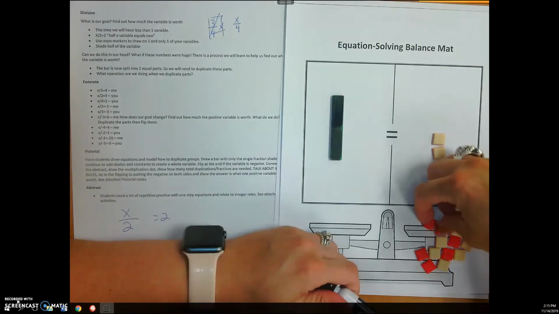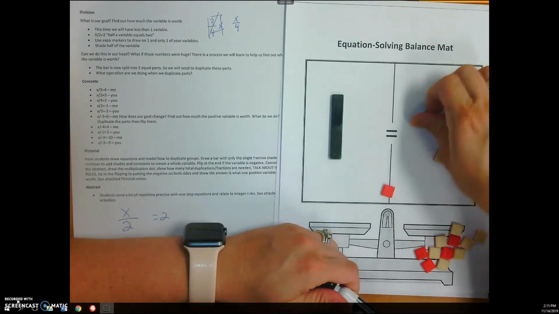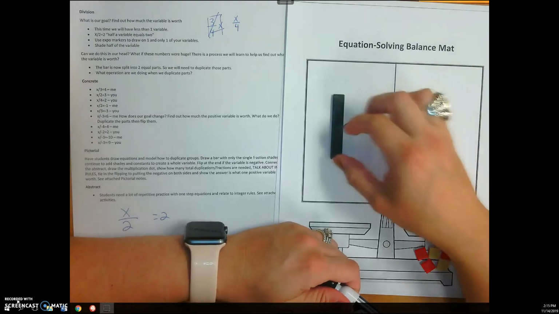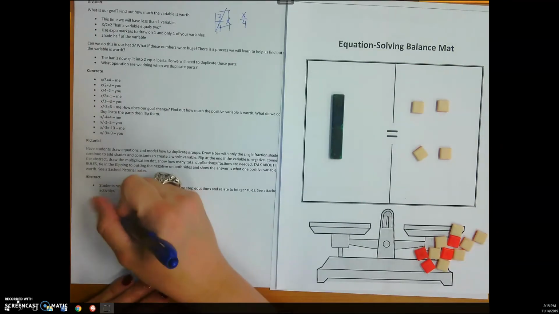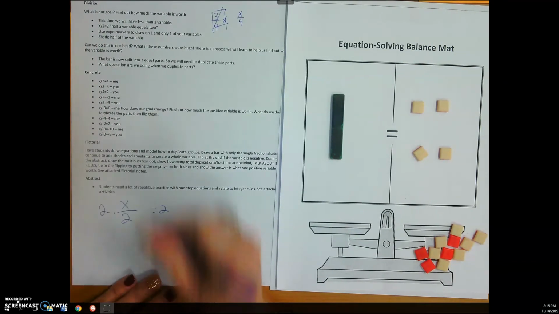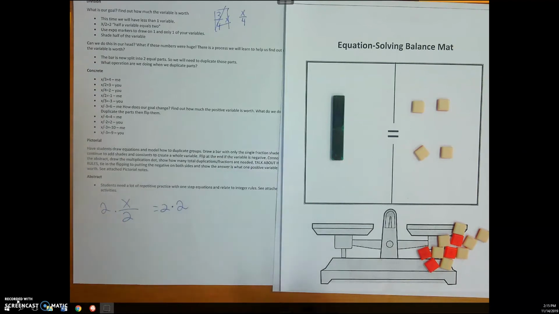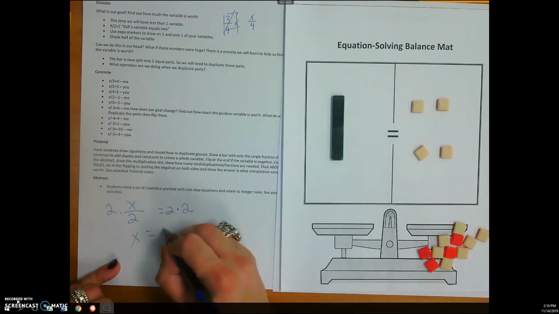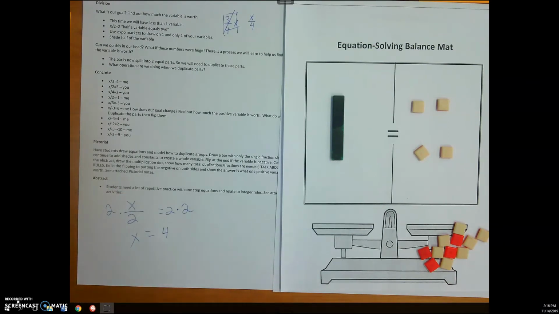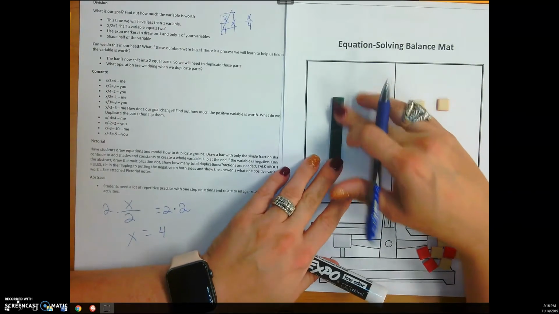So it's duplicated a second time, and that little section was worth 2, and this section is worth 2. Okay, so what have we done? We have duplicated it 2 times, so we are essentially multiplying by 2. So how much is our whole variable worth? Our whole variable is worth 4. Okay, so you will do that with multiple different examples.